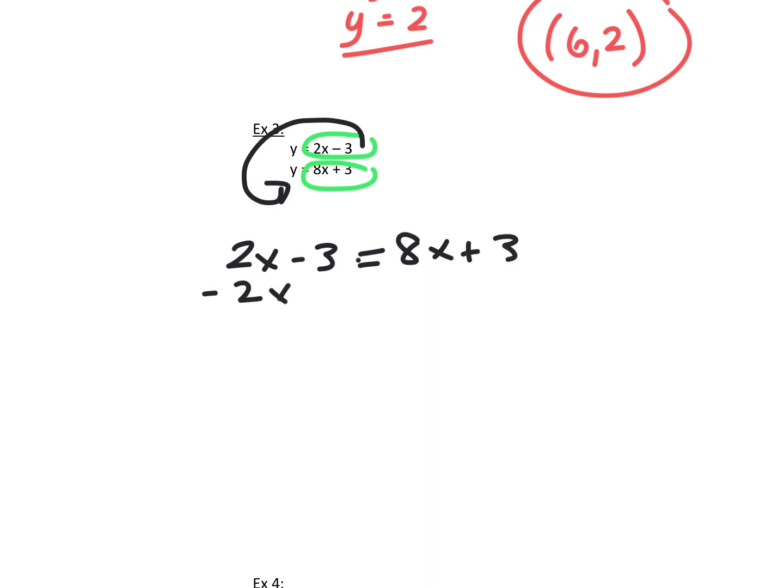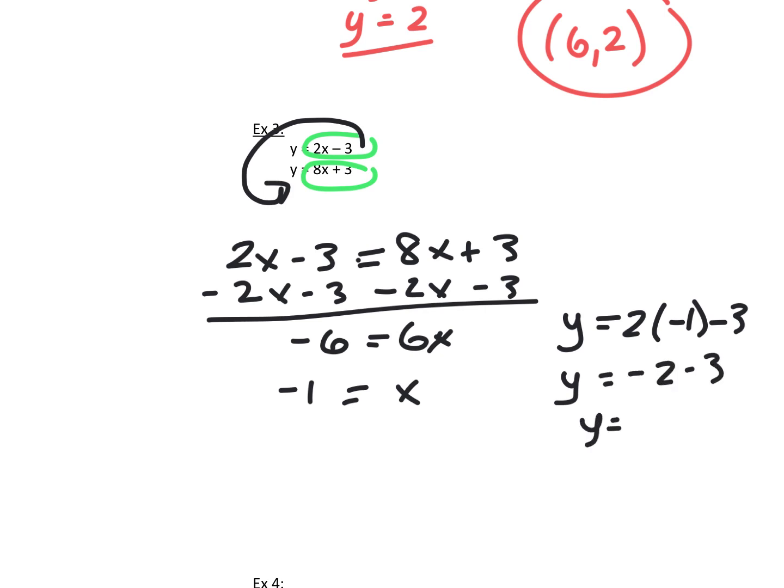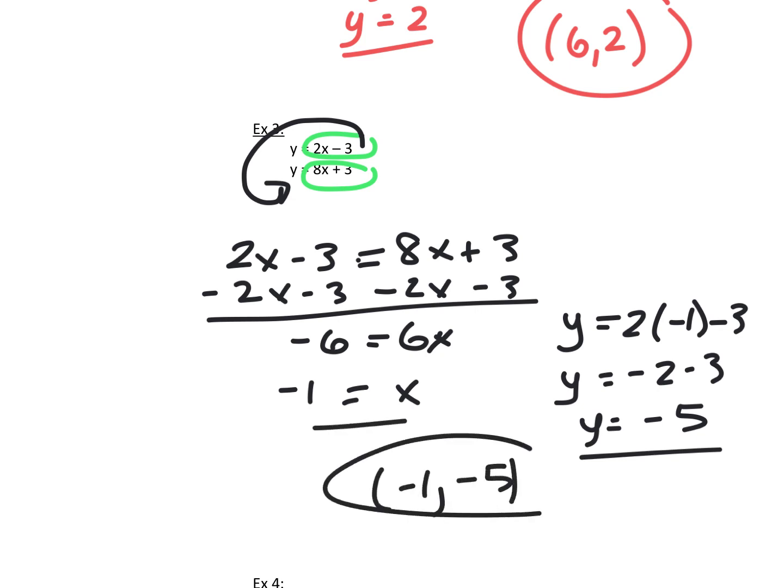So I will subtract 2x from both sides. I will also subtract 3 from both sides. I have negative 6 equals 6x. When I divide by 6, x equals negative 1. I'm going to take that value, plug it into either equation, doesn't matter. I'm going to go into the first one. 2 times negative 1 minus 3 is going to be negative 2 minus 3, which is negative 5. So my point of intersection of the two lines is negative 1, negative 5.